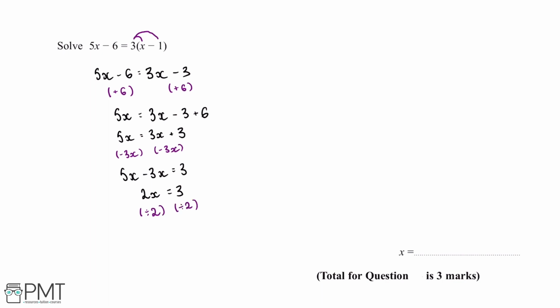So 2 multiplied by x divided by 2 will give us x, and then 3 divided by 2 will give us 3 over 2. So x equals 3 over 2 is our final answer. Now this question's worth 3 marks. We'll get our first mark for expanding out these brackets, our second mark for having the numerical terms on one side of the equation, and then our final mark for the correct answer.